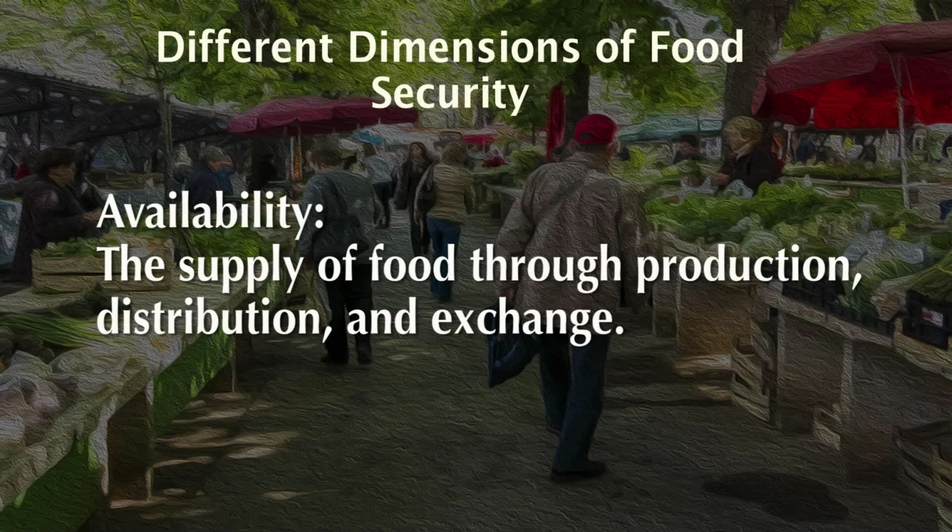Now, what is availability? Availability refers to the supply of food which depends on factors such as agricultural production, stock levels and food imports. Issues like climate change, natural disasters, and agricultural practices impact the availability of food to the needy people. Next, we will discuss what is accessibility.